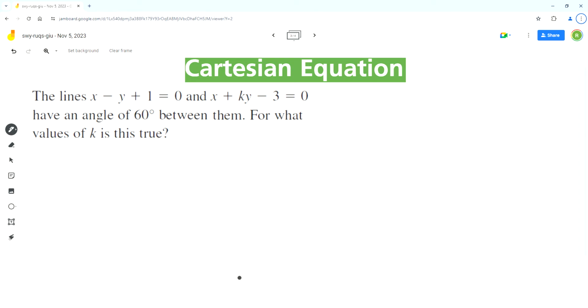So let's start with the first line. The normal vector for the first line is 1, minus 1. These are the coefficients of x and y terms in the equation. The normal vector for the second equation is 1 comma k. The coefficients of x and y terms in the second equation. The angle between these two normal vectors is 60 degrees. So now we can use the dot product equation to solve for k.